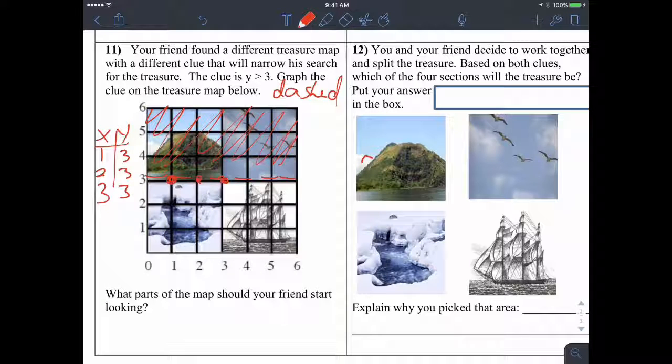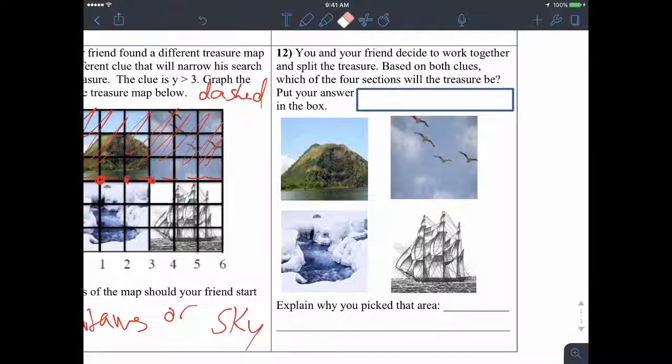Okay. Now at the bottom it says, what parts of the map should your friend start looking? Go ahead and answer that. All right, so your friend should start looking in the mountains, right? Or the sky, okay?